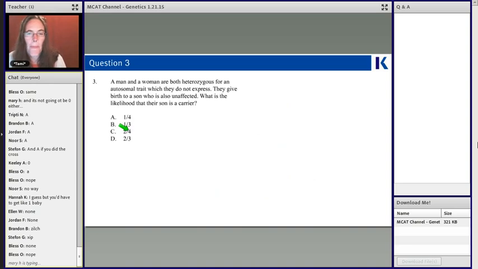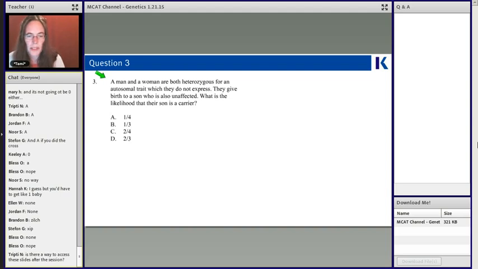All right. Number three. I'd like you guys to try number three, and then we'll do 4 and 5 as homework. Do your Punnett square really quickly. And when we look at these, first of all, we have a man and a woman who are both heterozygous for an autosomal trait which they do not express.